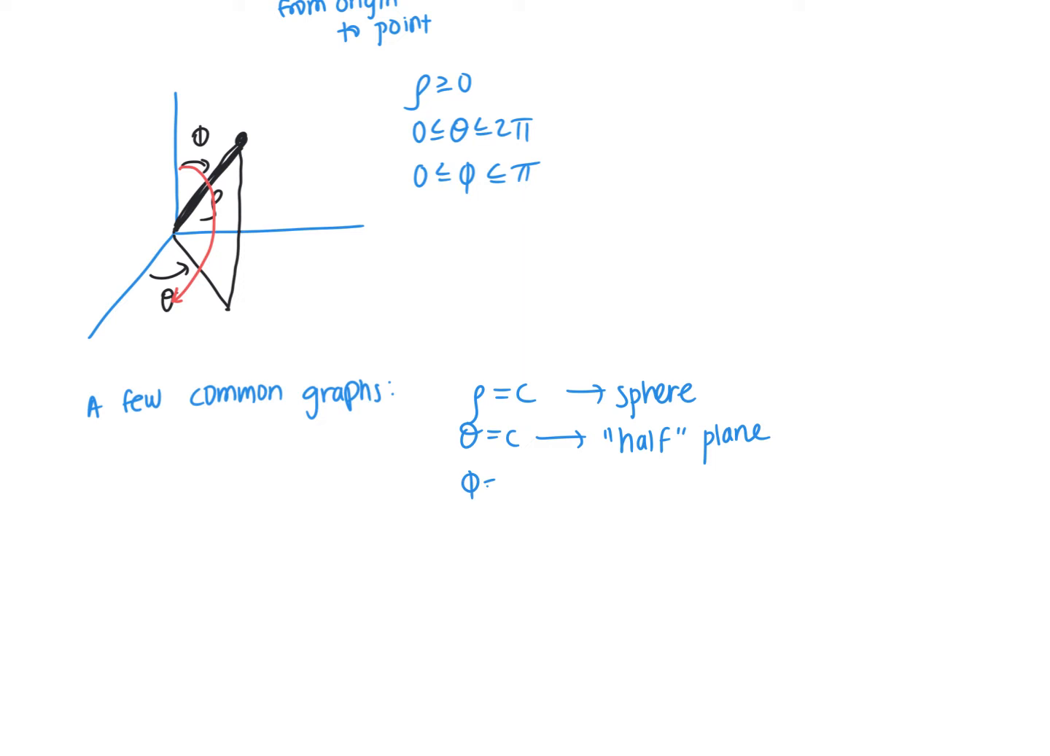Let's see if we get this one. What about phi is equal to some constant? Can anybody tell me what that graph would be? Cone. Yeah, cone. If that C is between 0 and pi over 2, it would be the top cone, like a cone opening up. But if C is between pi over 2 and pi, the cone would be on the bottom, so it'd be opening down.